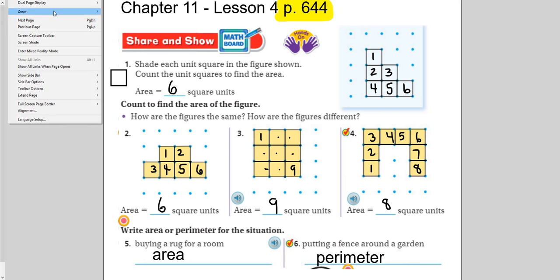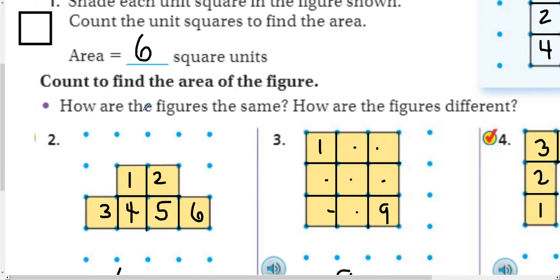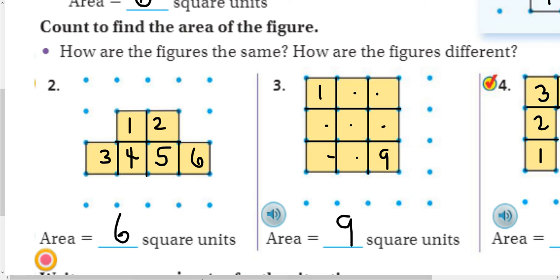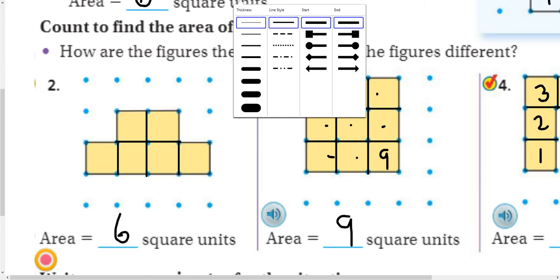So let's really get zoomed in here. All right, here we go. So let's take a look here at number 2. We know the area is 6, but we want to also think about, well, what would be the perimeter, the outside part of this shape right here? And remember that perimeter is the measurement around on the outside.